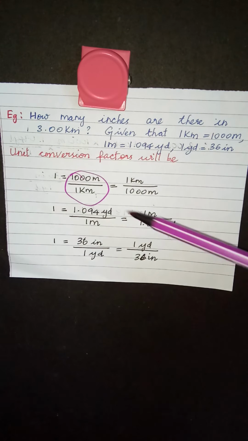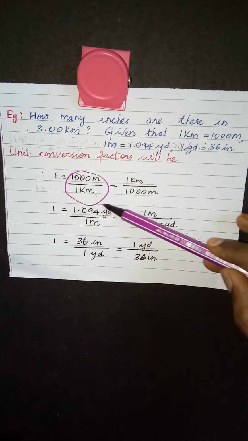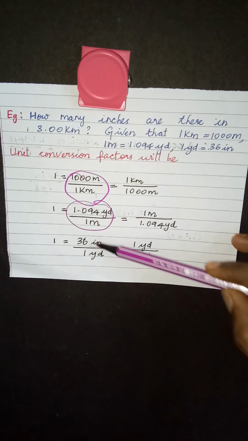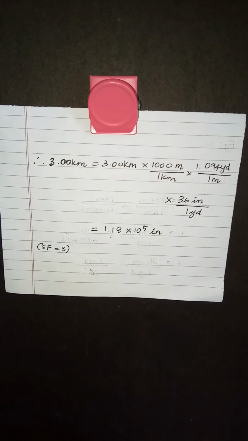In the second step, what should get cancelled? This meter should get cancelled. So you have to multiply with this factor. And in the next step, the yard should get cancelled. So you will multiply with this factor. Now I will show you how to do the conversion.